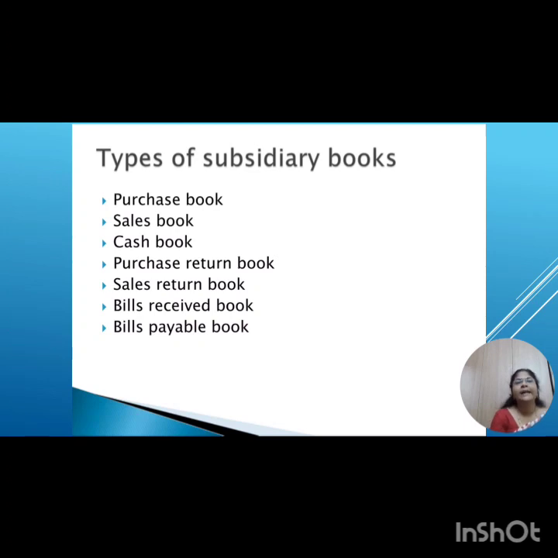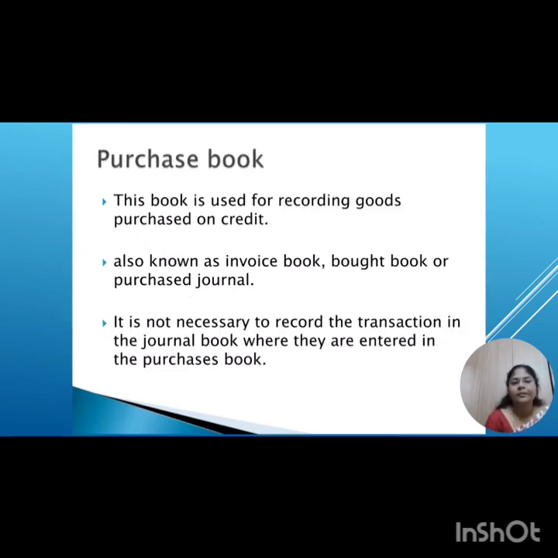Next one is the types of subsidiary books. So these are the types. First one is purchase book, sales book, cash book, purchase return book, sales return book, bills received book, bills payable book. So these are the types of subsidiary books. First we will see about the purchase book.